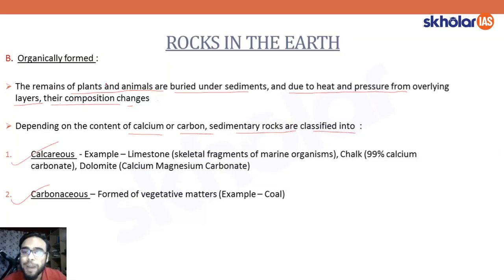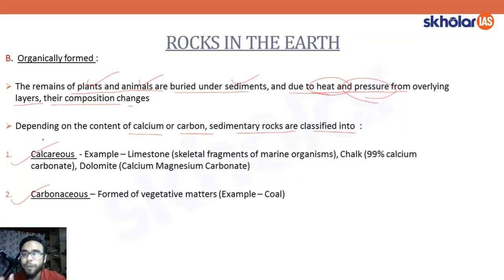So what is organically formed sedimentary rocks? So the remains of plants and animals which are buried under the sediments will go what? Under the heat and pressure will go changes in their chemical composition as well as physical composition, right? So based on this, what kind of rocks we are getting? We are getting organically formed sedimentary rocks, and they are classified into two different categories. First one is called calcareous and another one is called as carbonaceous.